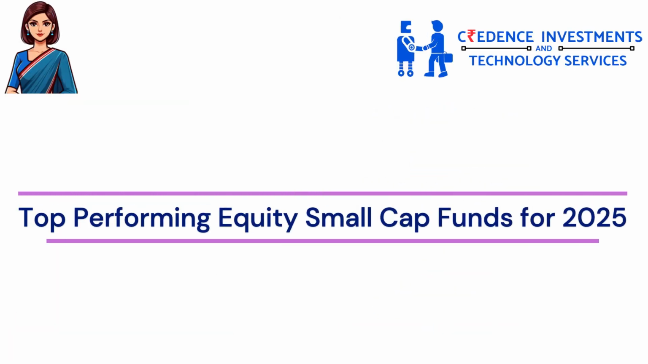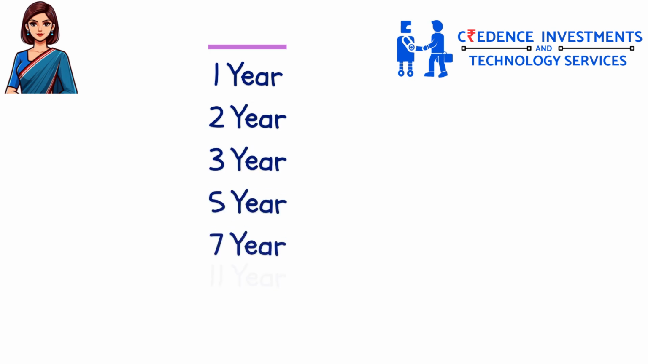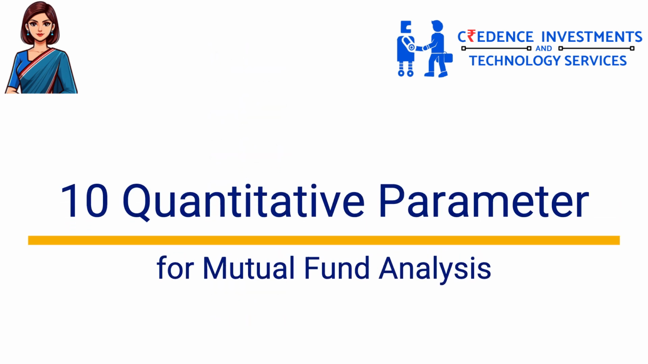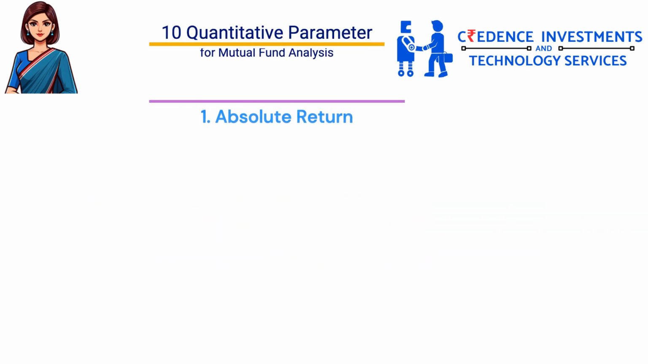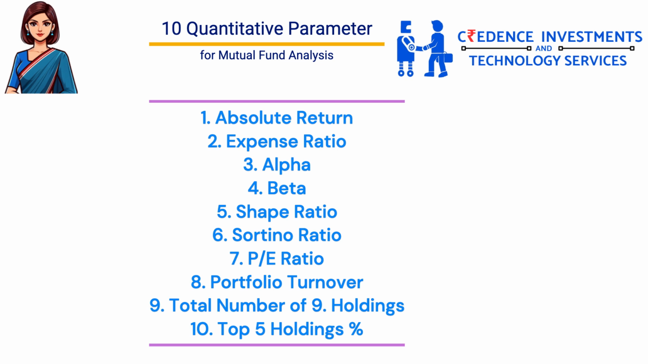In this video we will analyze the top-performing equity small-cap funds over the following periods: 1 year, 2 year, 3 year, 5 year, 7 year and 11 years. We will be comparing funds on 10 very important quantitative parameters. By the end of this video, you'll understand what these parameters mean and how they can be used to analyze mutual funds for your investments.